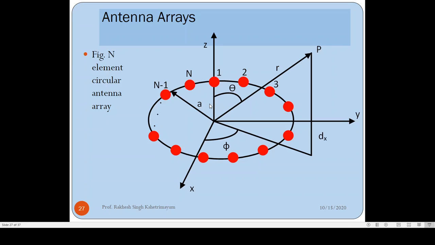Is that okay? So if you want to find the radiation pattern at the point P, you find the radiation pattern of a Hertz dipole, since these red dots are Hertz dipoles, and you multiply by the array factor. The array factor multiplied with the radiation pattern of an antenna element gives you the total radiation pattern of that antenna array. So let us find out the array factor for this circular antenna array.